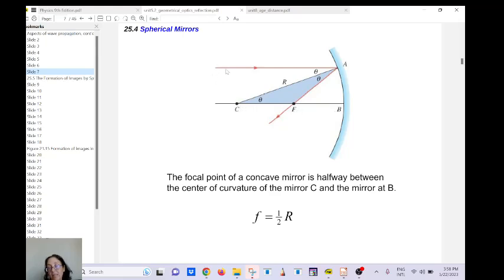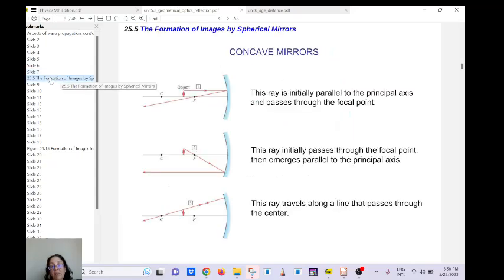A ray that is parallel, coming from very far away, will bounce off. You have the normal, perpendicular to this line here, and the ray will bounce off and try to go through the focal point. So it works exactly like a converging lens.